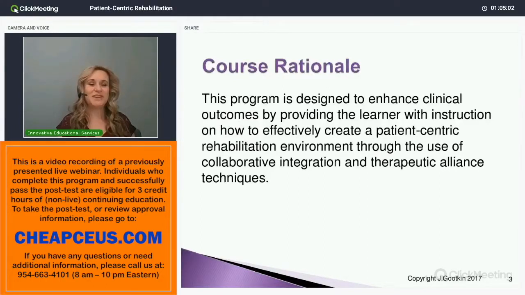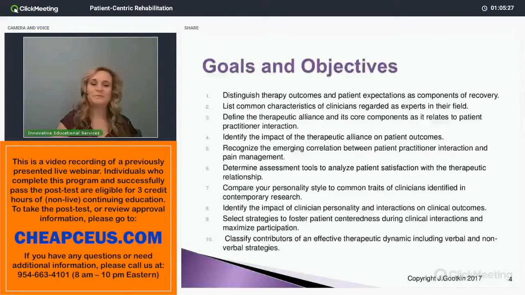Oftentimes individuals feel like they're being told to act a certain way or speak a certain way, which actually is not the case. Our goal today is to look at what the research says about our relationships with patients and how it impacts ultimately our rehabilitation and our outcomes. So it's kind of a little bit different course. It's definitely lighter in terms of content and a little more introspective. So I hope you enjoy this different perspective on things.